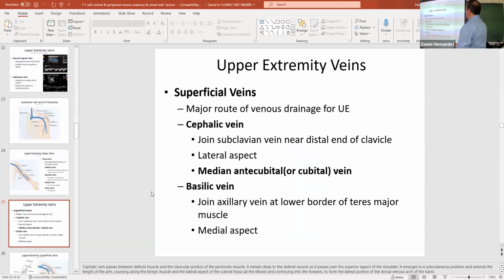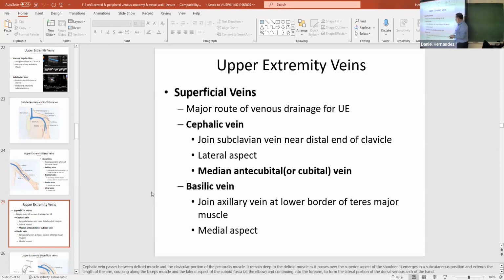The superficial veins for the arms are a major venous drainage for the upper extremities. So really we have two major superficial veins in the arms or the upper extremities. We have our cephalic vein. So this one joins the subclavian vein near the distal end of the clavicle. It runs along the lateral aspect of the upper extremity. So cephalic vein will start all the way down by the wrist, run all the way up the lateral aspect of the forearm, lateral aspect of the upper arm, come across and actually connect to the subclavian vein near your clavicle, the distal end of the clavicle.